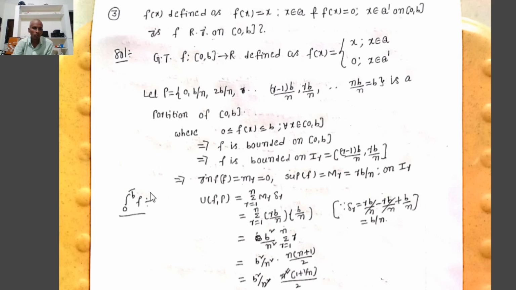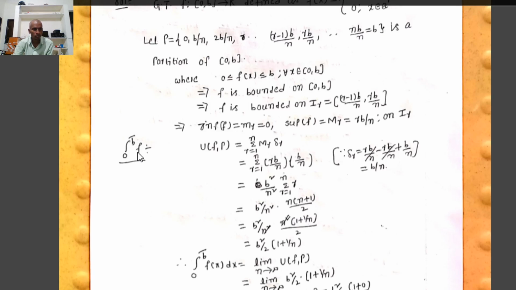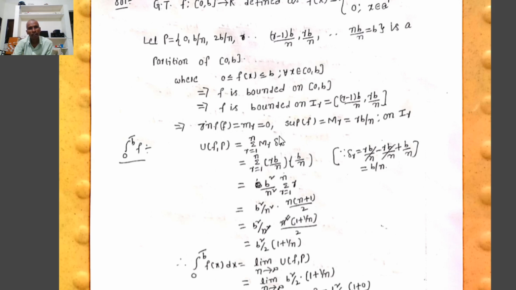Next, we have to find the upper Riemann integration and lower Riemann integration. First we find the upper Riemann integration, the upper integral from 0 to b of f(x) dx. By the definition of the upper Riemann sum, U(f,P) = summation r = 1 to n of capital M_r delta_r, where capital M_r is the supremum of f(x) on Ir, and the supremum of f(x) on Ir equals rb/n.